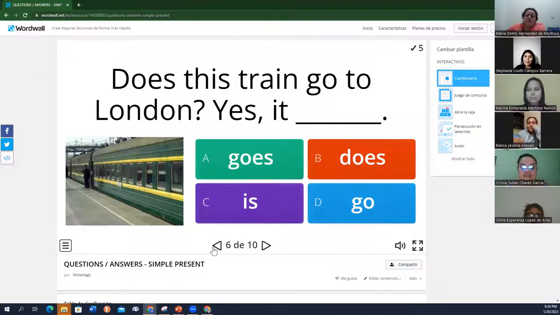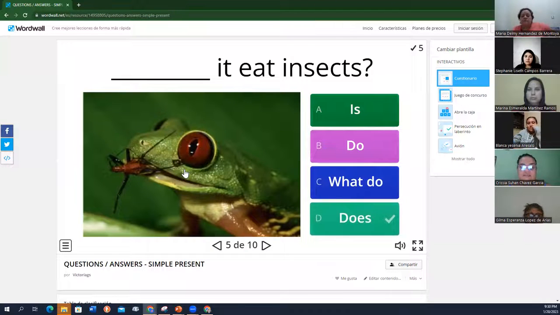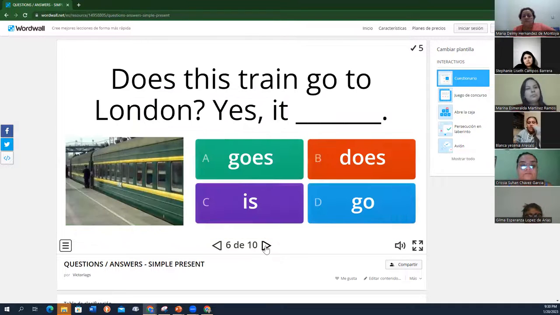Does it eat insects? Estamos hablando de este animal, okay? Does it eat insects? Okay. Good. Aquí ya vamos a dar una respuesta, ¿ok? Acuérdense de las respuestas. Corta. Iniciamos la pregunta con does. Entonces, si iniciamos la pregunta con does, vamos a responder con: yes, it does.